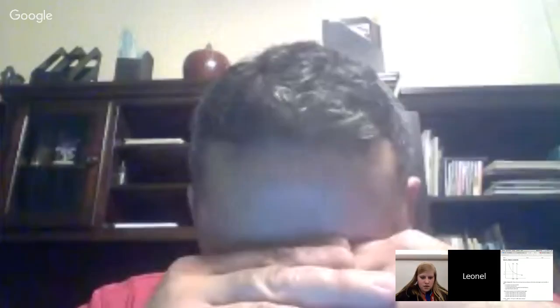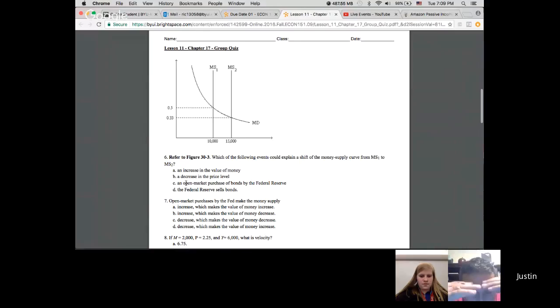Okay. On the graph, MS represents the money supply and MD represents money demand. The usual quantities are measured along the axis. Which of the following events could explain a shift of the money supply curve from MS1 to MS2? I got C. Yeah. Same. Yep. They buy bonds. They're putting more money into the system, the economy. So it would move it from here to here.